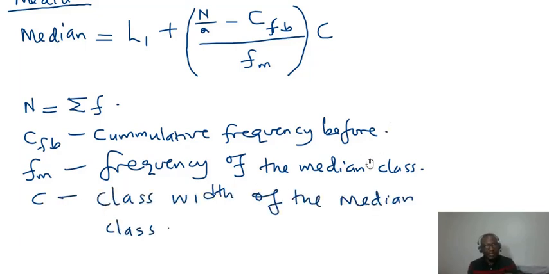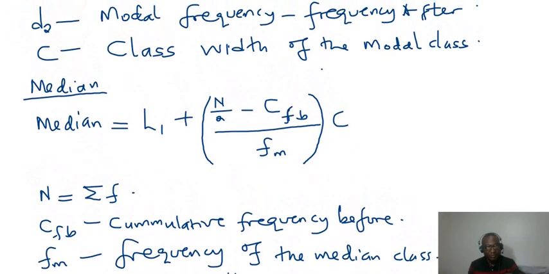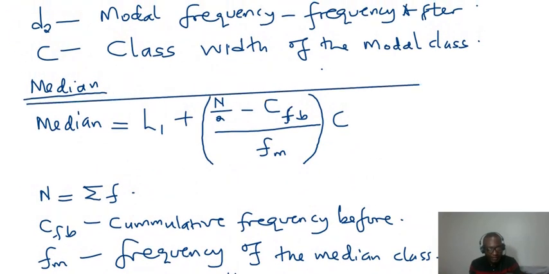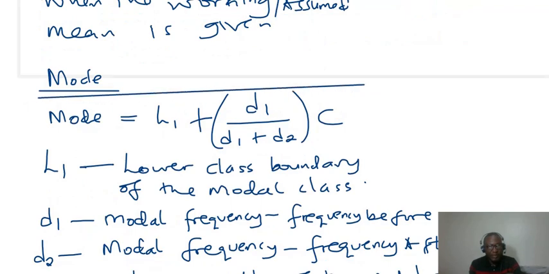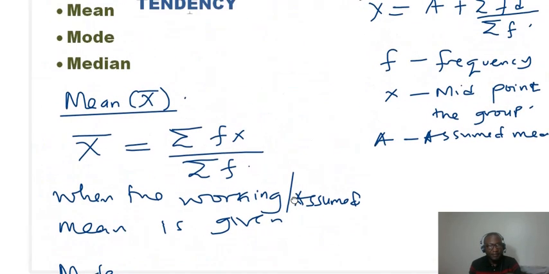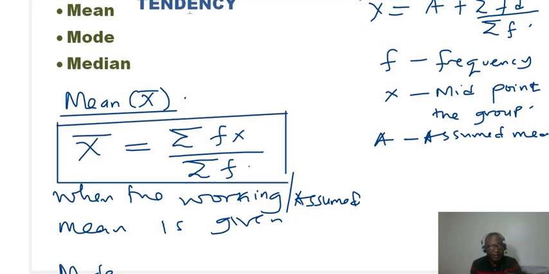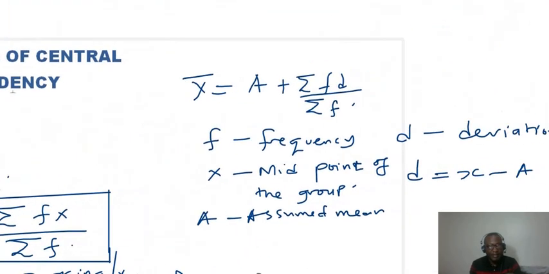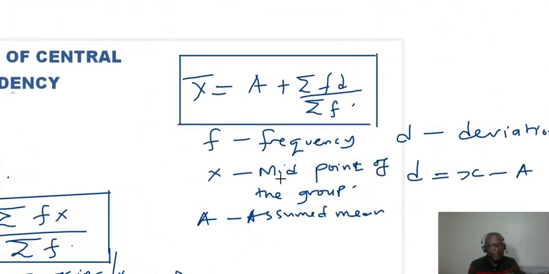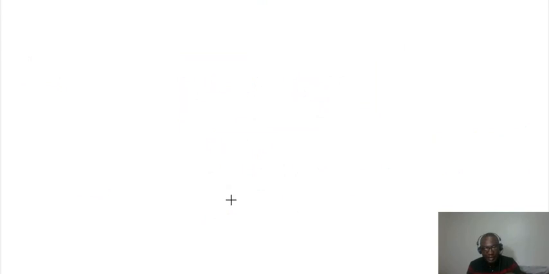Now having seen the formulas which we are going to be using, for median we have this, for mode we have this, and lastly for mean we have two formulas. We have this here, and when the assumed mean has been given to us, we have this other formula. Now in this video, we may not be able to look at everything and exhaust it, but we shall be looking at them in the subsequent videos. For now, let us get started with an example.